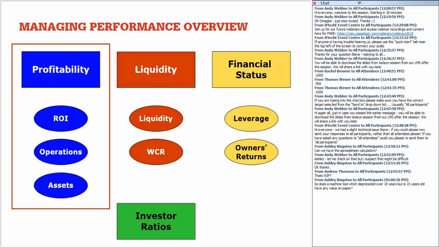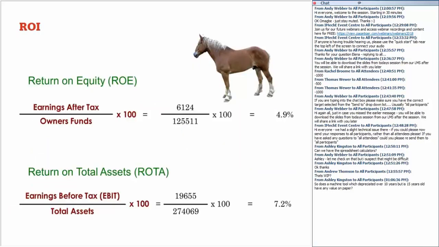So typically, when we're looking at a business, managing its performance, we look through a number of different lenses. One is profitability, one is liquidity, in other words, have we got enough cash, and another is financial status. And we look at this in depth on the 2-day course, but what I'm going to do now is just look at a couple of the important ones.